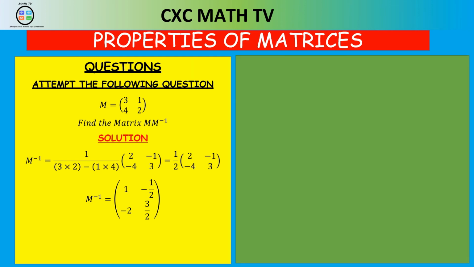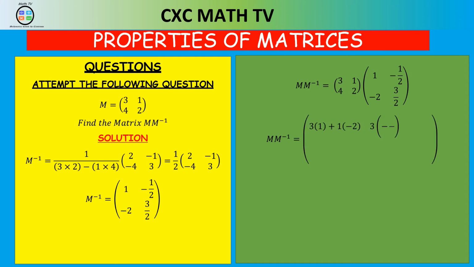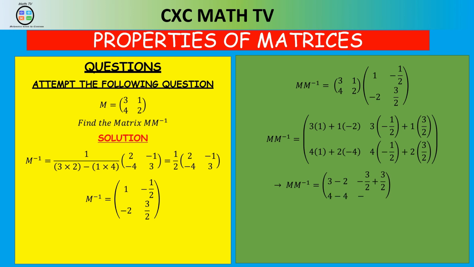But the question said find the matrix M times M inverse. Now M times M inverse is going to be 3, 1, 4, 2 times 1, negative a half, negative 2, 3 over 2. So we go row by column, 3 times 1 plus 1 times negative 2. Then row by column again, 3 times negative a half plus 1 times 3 over 2. Then we'll go second row times first column, 4. So multiplying M times M inverse, we end up getting 3 minus 2, which is 1. Negative 3 over 2 plus 3 over 2, that's 0. 4 minus 4, that's 0. Negative 2 plus 3, that's 1. So notice that M times M inverse gives us 1, 0, 0, 1.